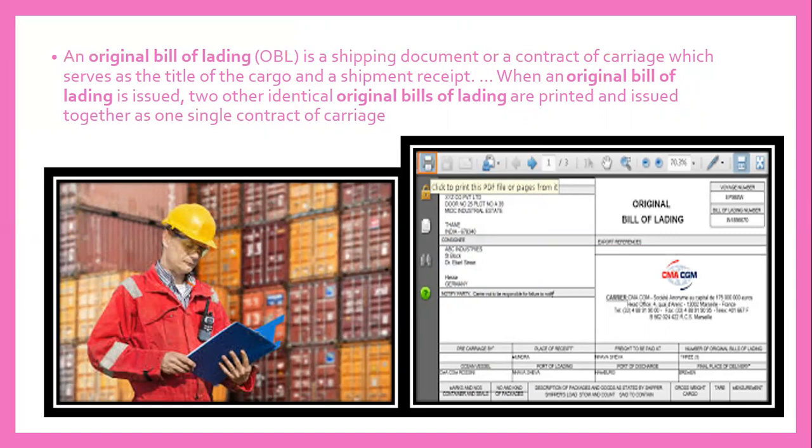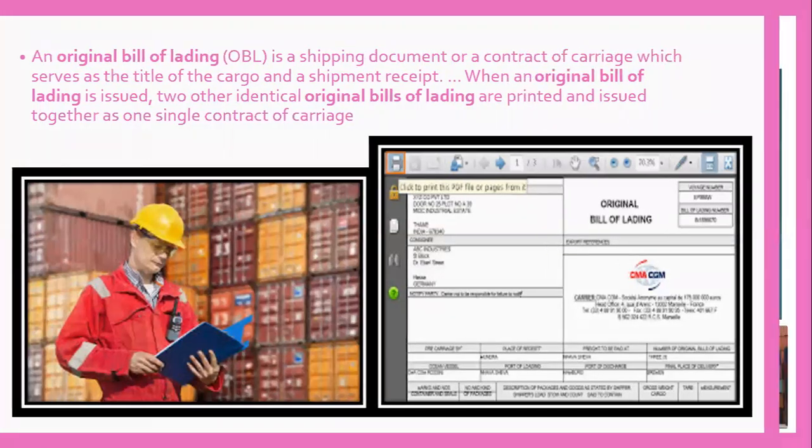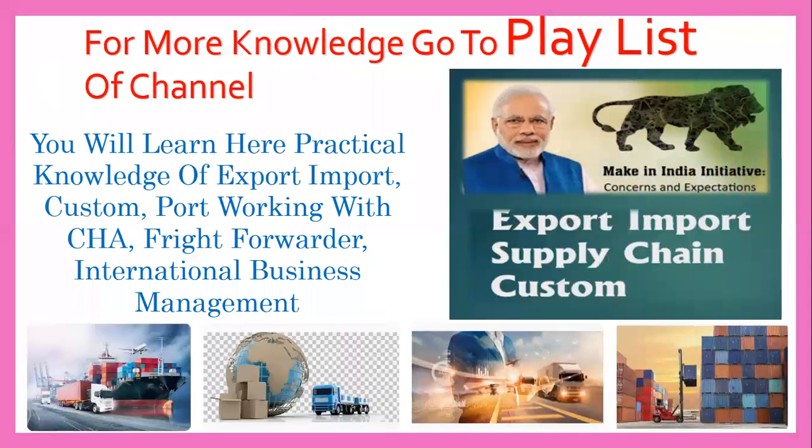Okay, just like an exporter bank, then the exporter bank will send this document to the importer bank. And the importer's bank will deliver this document to the importer before getting the payment. After making payment, the importer can collect the original document. When he has made the payment and collected the document, this document needs to be presented at the time of taking the delivery order from the shipping line.